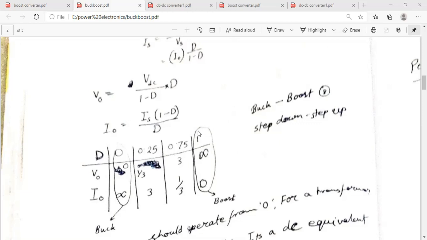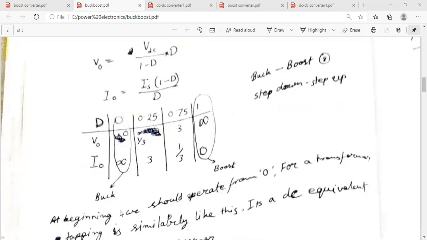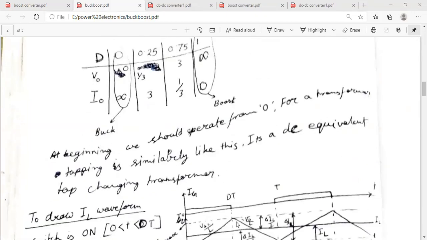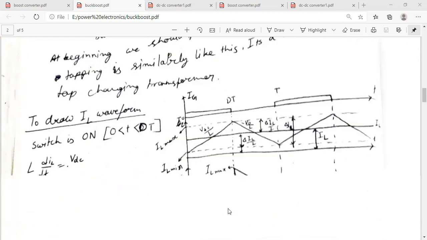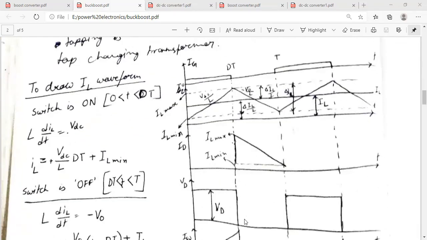This is actually the characteristic of boost converter. And when the voltage equals 0 and the current is infinite, it will be buck converter. So it is the combination of buck and boost converter. For a transformer tapping, it is similar like this. So we cannot put 0 or 1 for duty ratio in the same way.